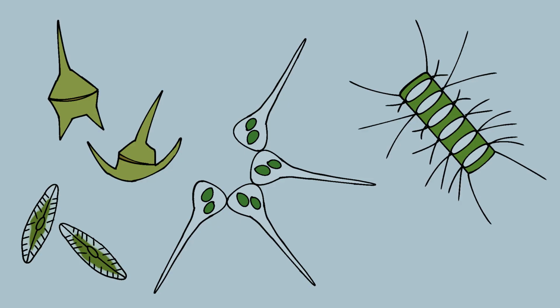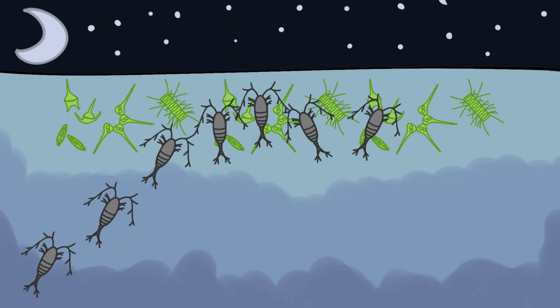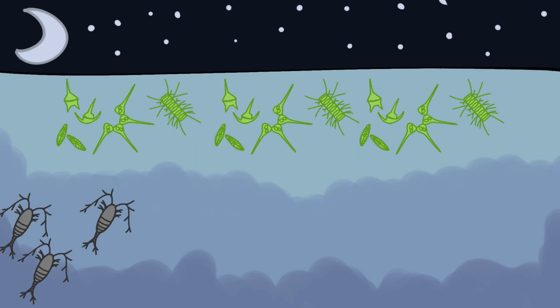There's also not a lot of nutrients or food available in deeper zones, and many marine creatures overcome this predicament by performing diel vertical migration. Diel vertical migration is when many marine creatures, mainly zooplankton, migrate up to the surface as the sun is setting to feast on the yummy phytoplankton.